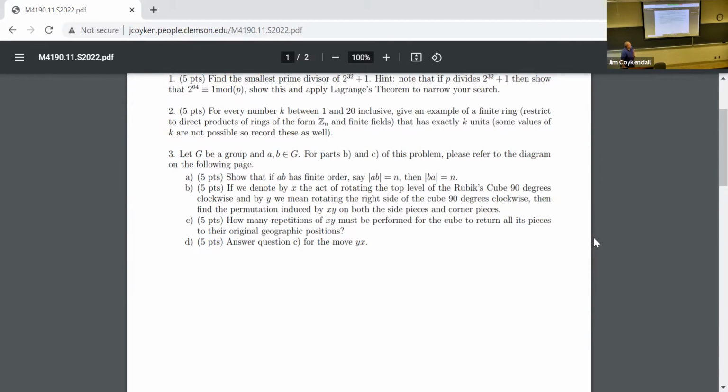Then part C, the follow-up to that, is how many repetitions of X, Y must be performed for the cube to return all of its pieces to their original geographic locations. I only care about the blocks getting back to where they originally were. I don't care if they're rotated or spun, anything like that. And D, answer the question C for the move. What if you do it in the other order? Okay. Any questions on that?